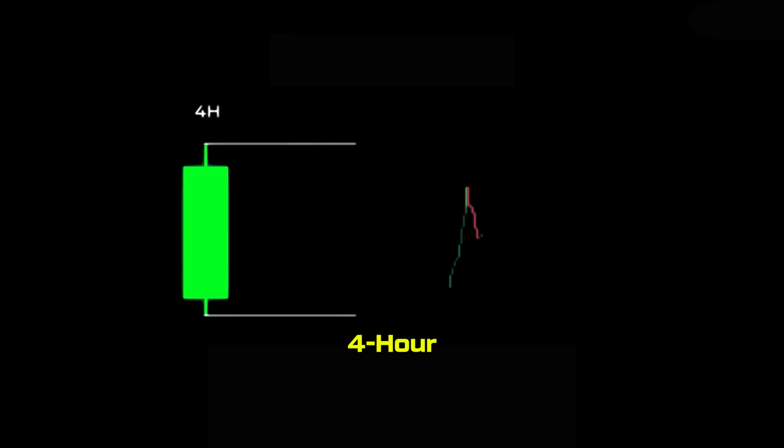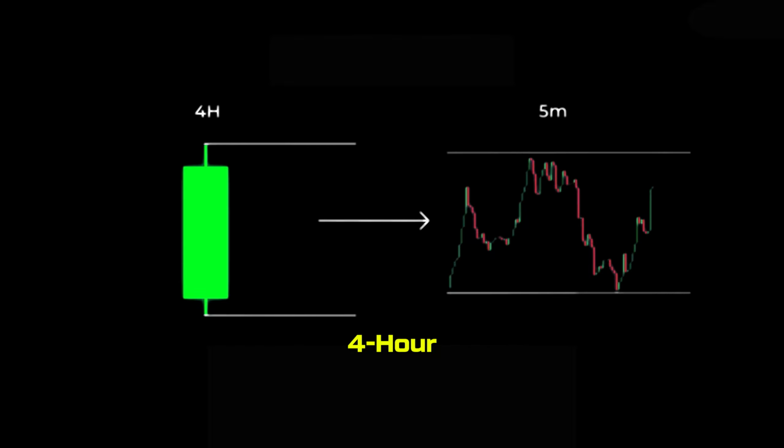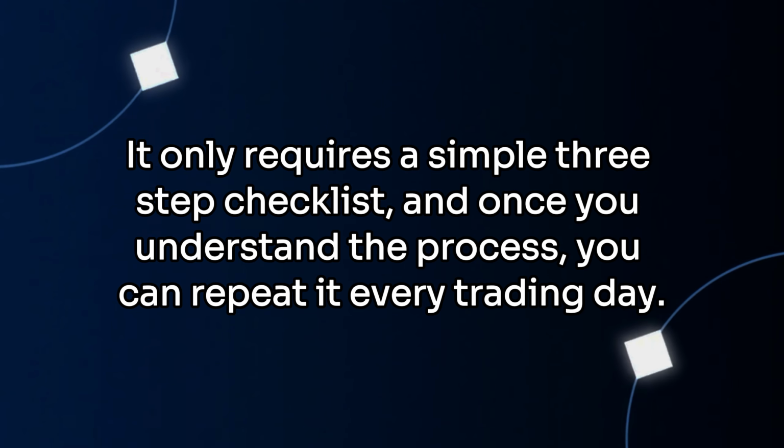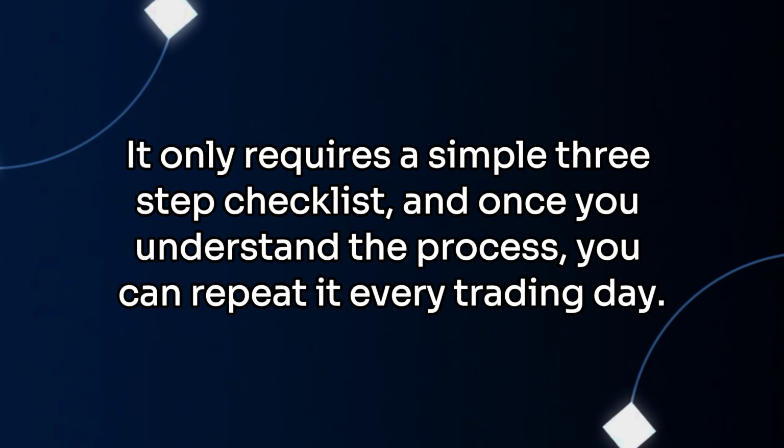The key is that we're not using just any candle. Instead, we're focusing on the very first 4-hour candle of the trading day. This candle provides valuable information about the market's early price movement and often acts as a reference for the rest of the day. For example, if you're scalping on a 5-minute chart, this range can serve as a guide to identify potential entries throughout the trading session instead of entering trades randomly. The best part is that this strategy is very easy to follow. It only requires a simple 3-step checklist, and once you understand the process, you can repeat it every trading day.